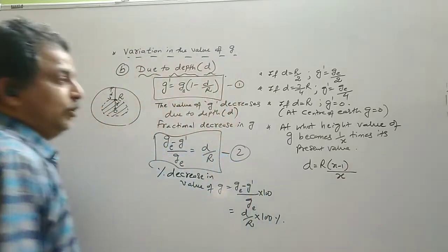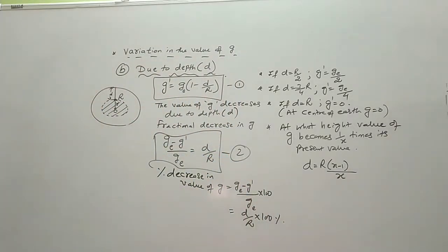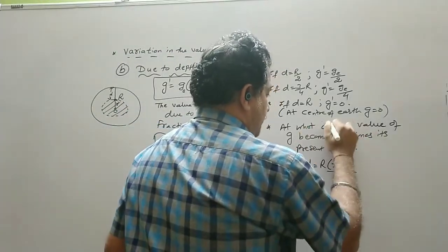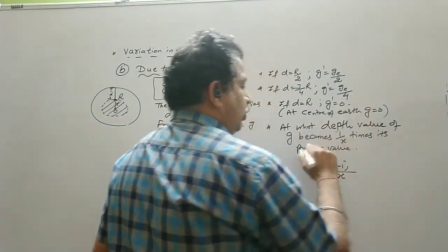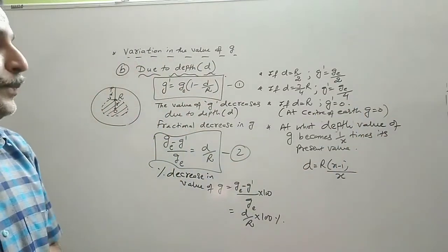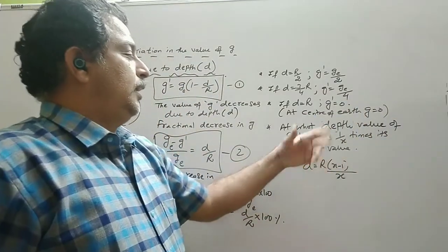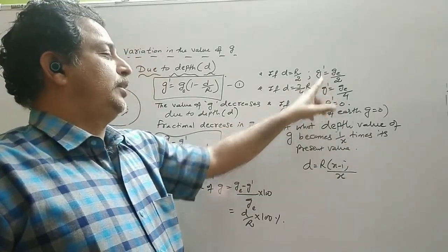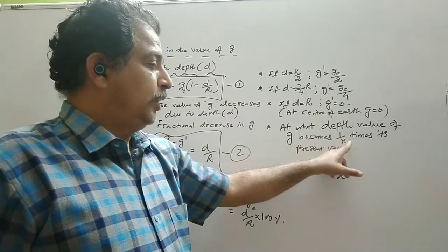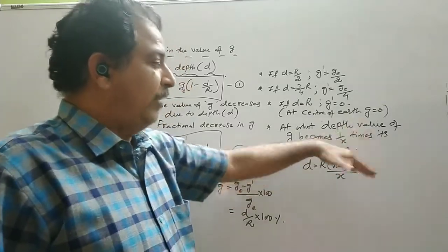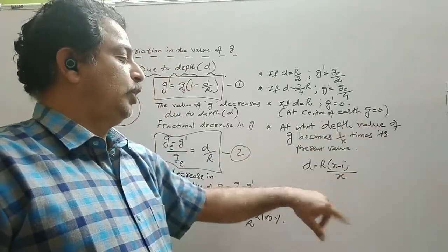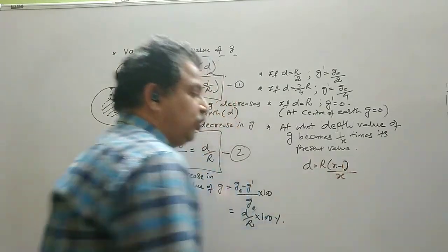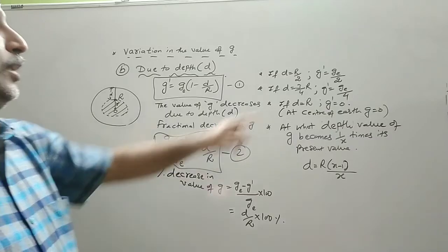upon x. So at what depth does the value of g become 1 upon x times? To verify this, at what depth does the value of g become 1 upon 2 times, or half times its present value? So x is equal to 2. We put 2 minus 1, that is 1, divided by 2. So that is R by 2.